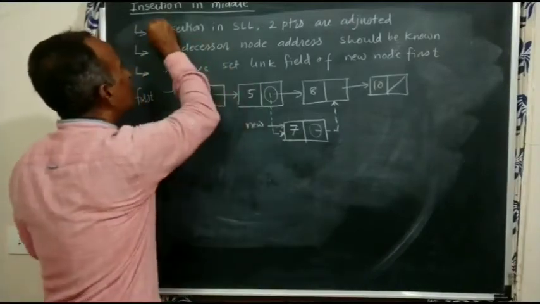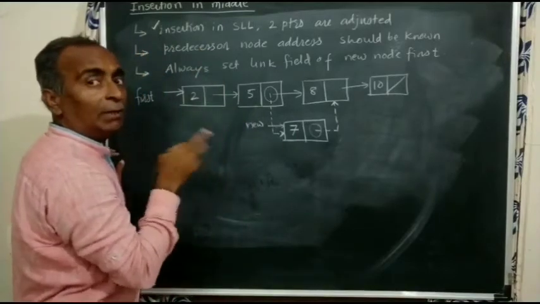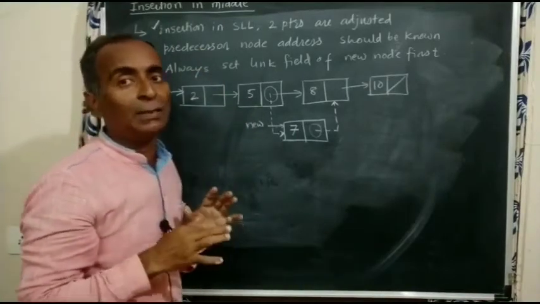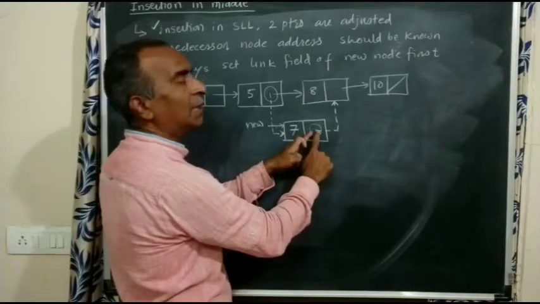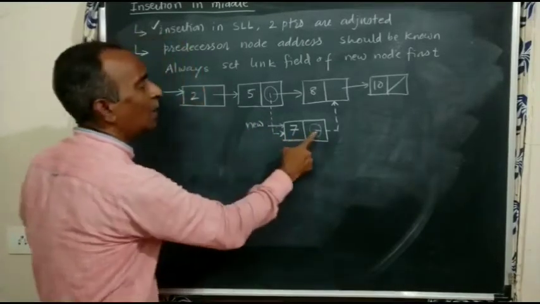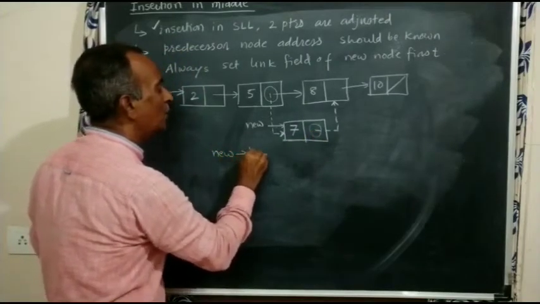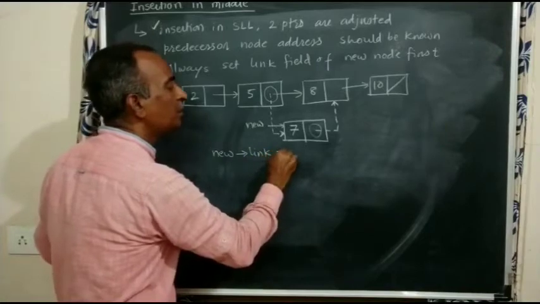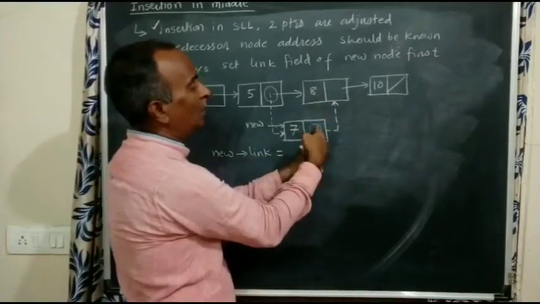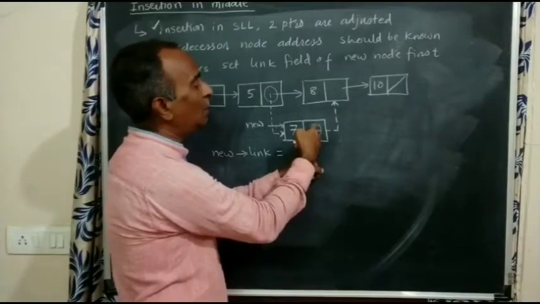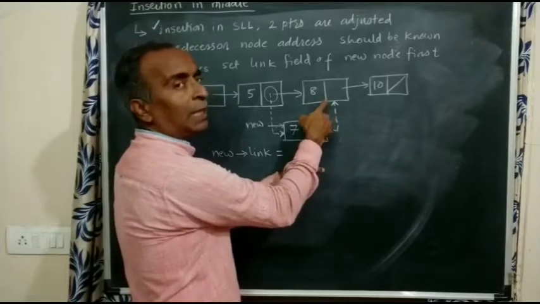Now first case we have seen. Second case, the predecessor node's address is required. Why are we saying the predecessor node's address is required? Because now I want to set the new's link field. How can I write it? How to access this field? I want to change it. I want to give this node's address to here, because after insertion this will point to this node. So this link field should contain this node's address.